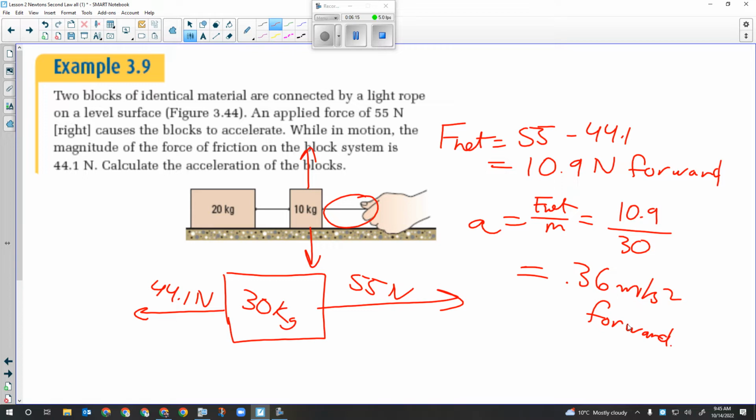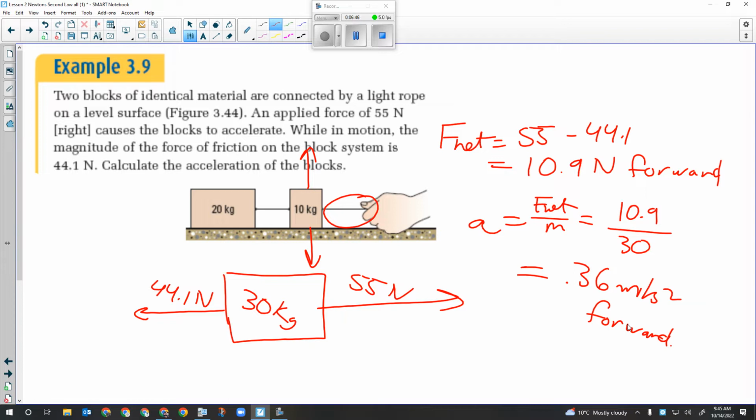Okay. Now, if it were me asking this question, I would give you all of that same information, and then instead of saying calculate the acceleration of the blocks, I would say calculate the acceleration of the 10 kilogram block. Would that change what you do? Nope. But you'd be surprised how many people I would catch with that. What would the mistake people would make be?